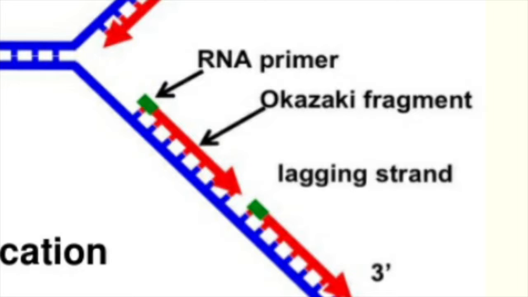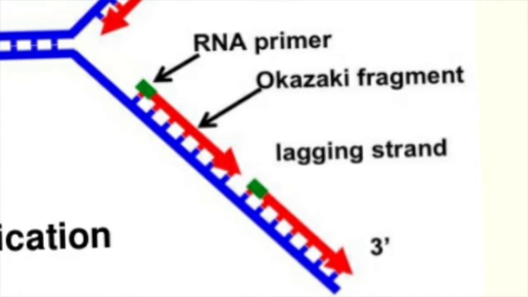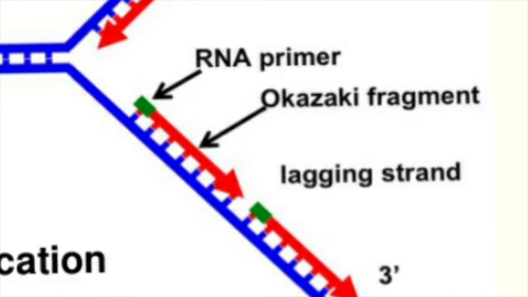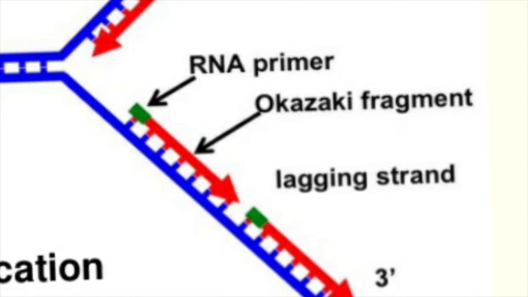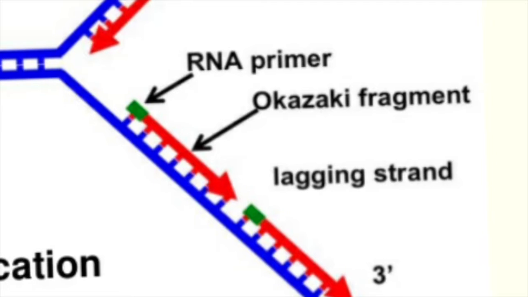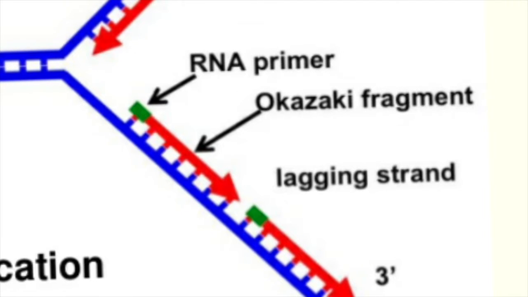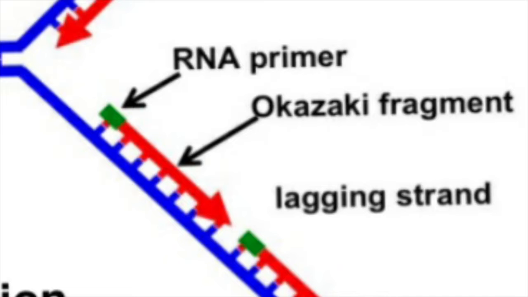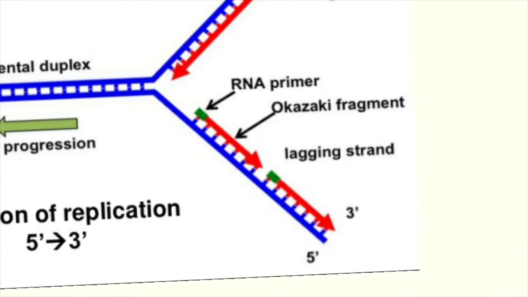However, in the lagging strand, the DNA polymerase adds new nucleotides to the 3' hydroxyl end of the RNA primer, which is a short segment of RNA that is complementary to the 3' to 5' part of the DNA template strand. And this usually serves as a starting point for the addition of nucleotides. This movement is usually away from the replication fork.